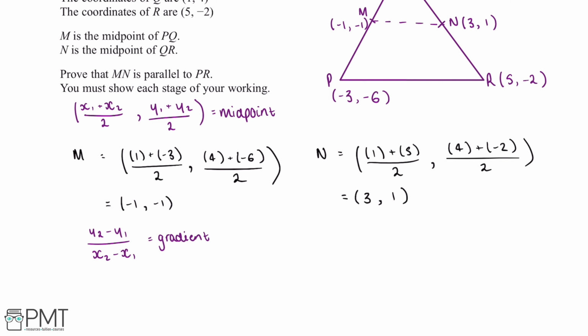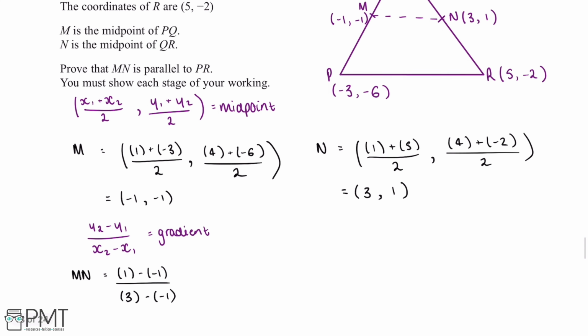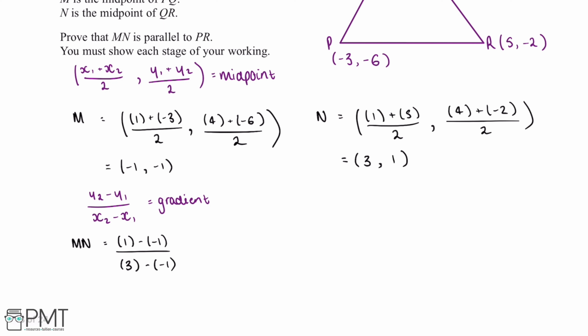So if we start off with line MN, our first y-coordinate is -1 and our second y-coordinate is 1. And then our first x-coordinate is -1 and our second x-coordinate is 3. So we can substitute this into the formula for the gradient. So this tells us that the gradient for MN is 1 minus -1 divided by 3 minus -1. And this gives us an answer of 1/2.